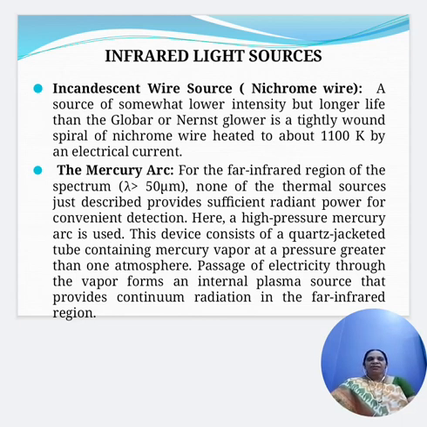Then we have the mercury arc. For the far infrared region of the spectrum, that is wavelength greater than 50 micrometers, none of the thermal sources just described provide sufficient radiant power for convenient detection. So we make use of the mercury arc. Here, a high pressure mercury arc is used.